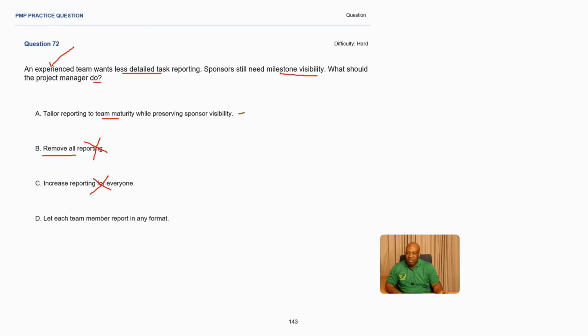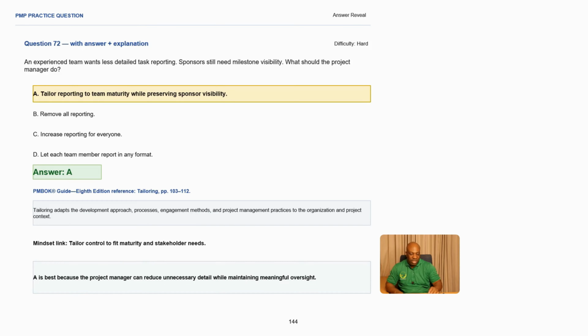D, let each team member report in any format. This does not work in a project environment. There must be a tailored format for each and every team that is working on the project. Making A the best answer in this particular scenario. So you need to tailor reporting. The sponsor wants to see visibility. This is what the sponsor is asking for. And also in terms of tailoring, you have experienced team members. They don't want these detailed tasks for reporting. Okay, so tailoring is the best here. It will satisfy both the team and also the sponsor.